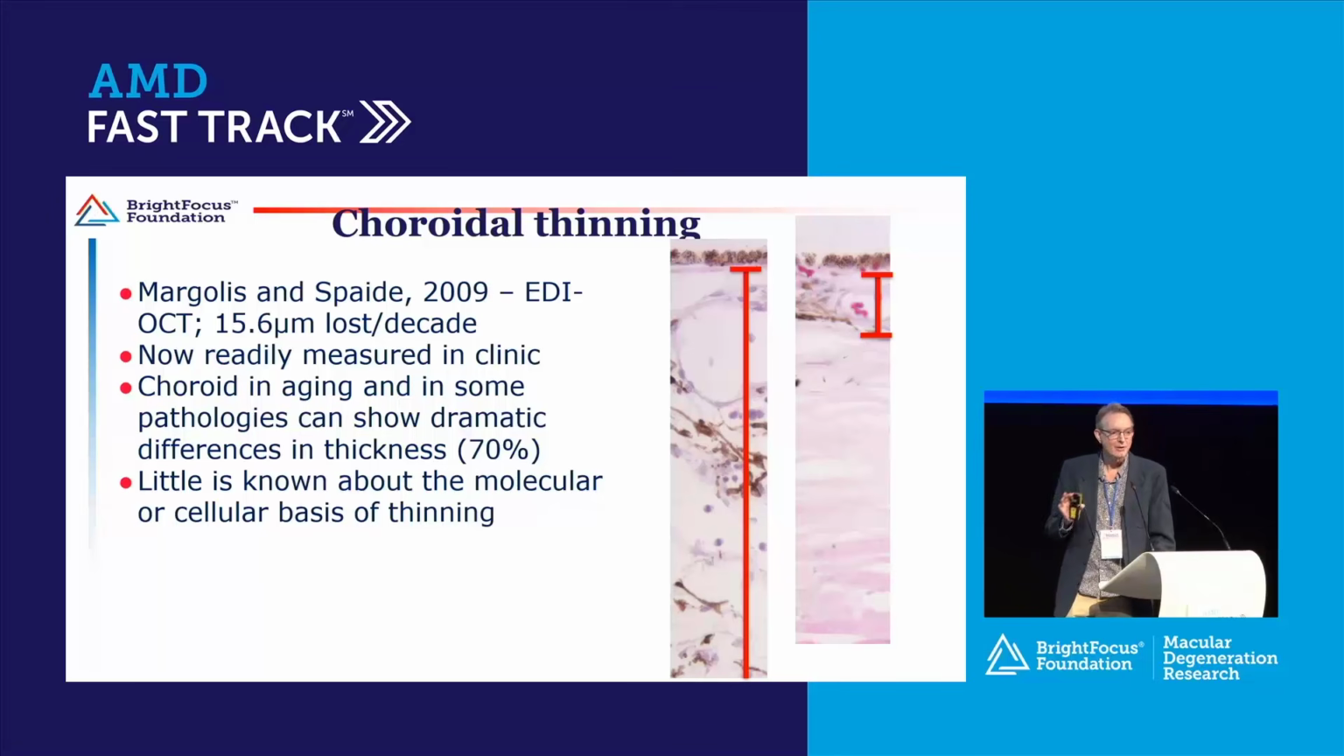Now, in some cases, though, so there's normal aging, there's choroidal thinning. In some pathologies, there can be dramatic changes in the thickness of the choroid. And this is also an area that there's not much understood in terms of what the molecular basis of this is. Is it just vascular attenuation? Is it something else?